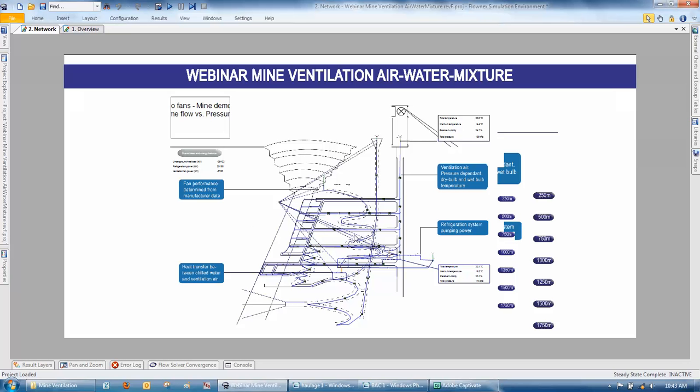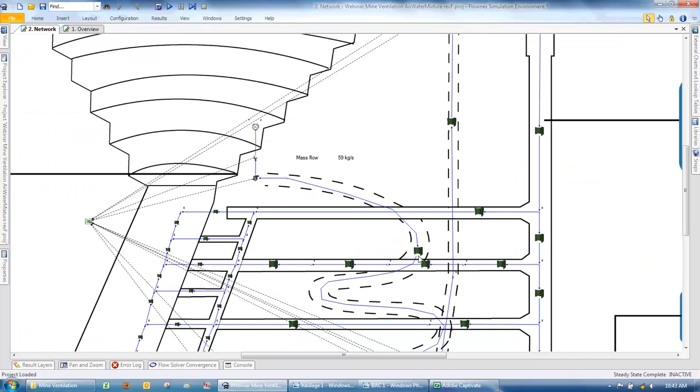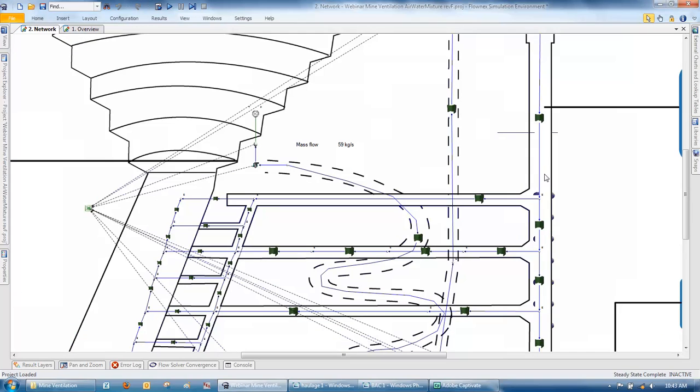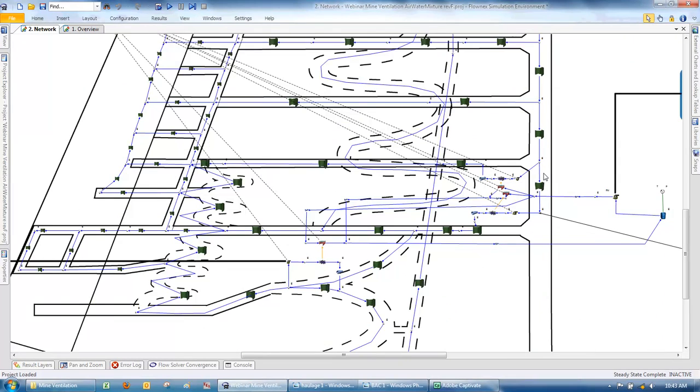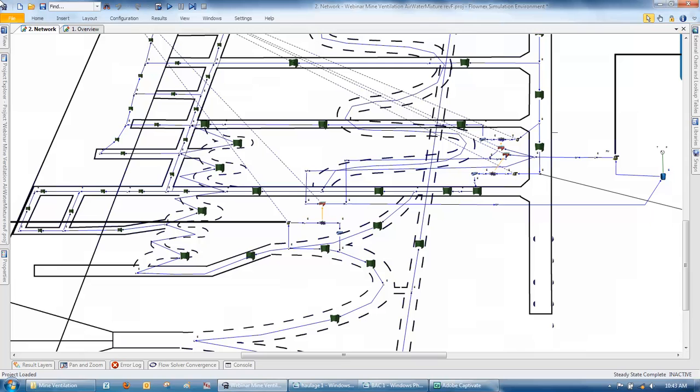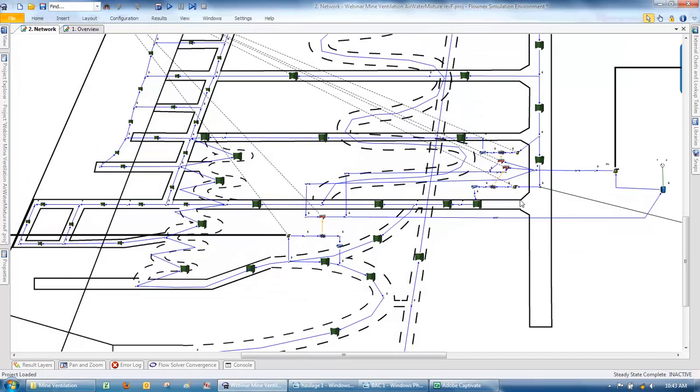As you can see, here is a Flownex simulation of all the ventilation paths in the mine found here, and also pipelines that are added to the system which pump water to the cooling cars.